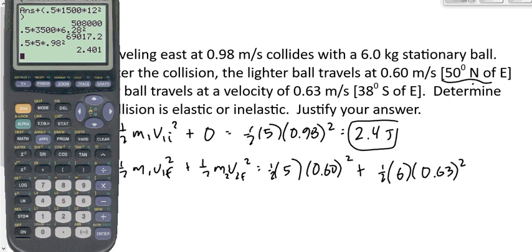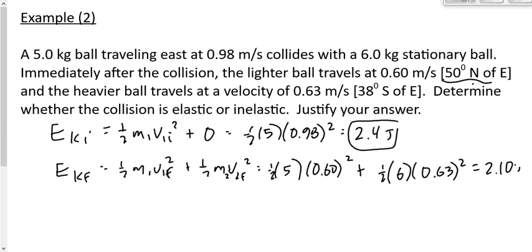Let's calculate this now. Let's say 0.5 times 5 times 0.6 squared. Let's add that to brackets 0.5 times 6 times 0.63 squared. We end up getting 2.09, 2.10. It's funny actually, that's 2 digits as well. 2.1. Look, it's close, hey? Like we didn't lose that much kinetic energy at all. But did we lose some? So it's inelastic. It doesn't matter if we lose a little bit or a lot, it's still inelastic.